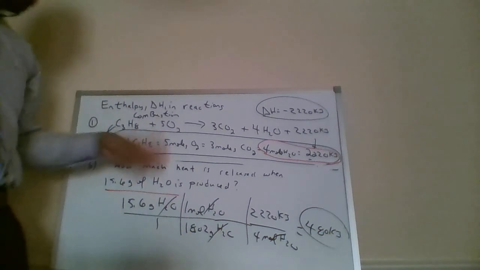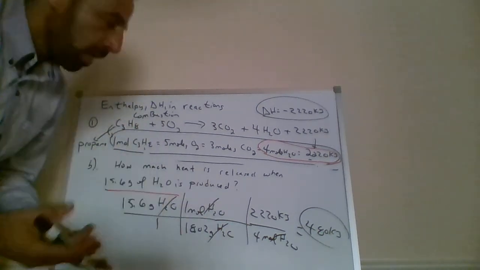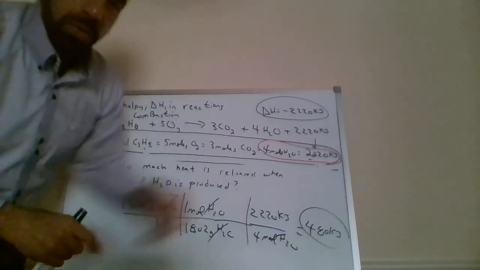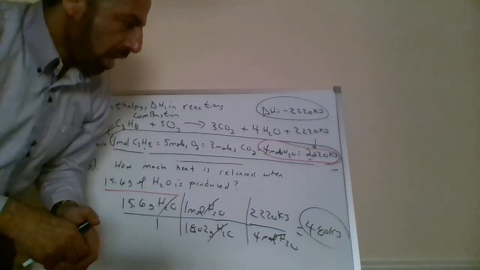So again, it's just back to stoichiometry. I mentioned a big part of this class is stoichiometry. We write the stoichiometric ratios. 4 moles is equal to 2,220 kilojoules of energy.